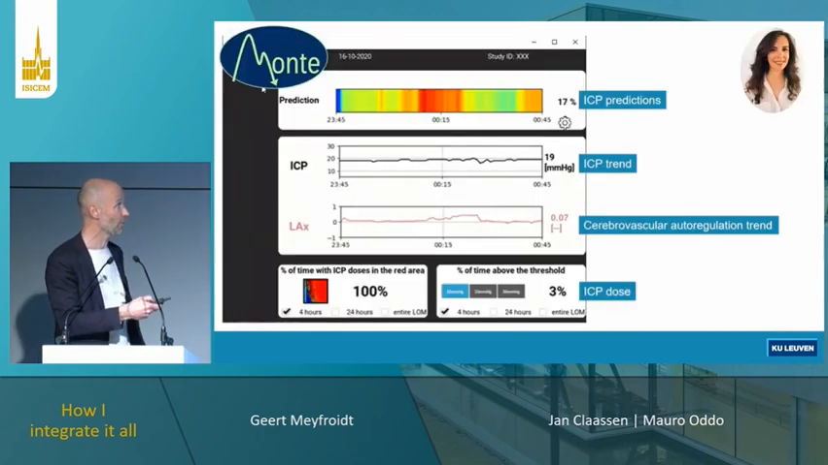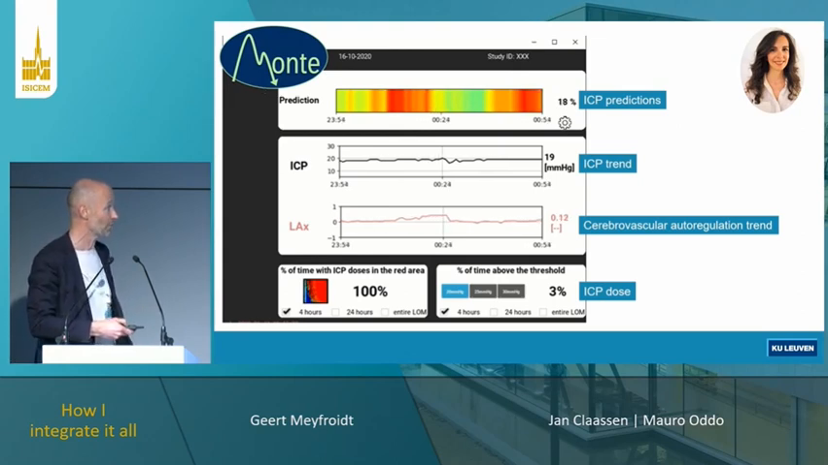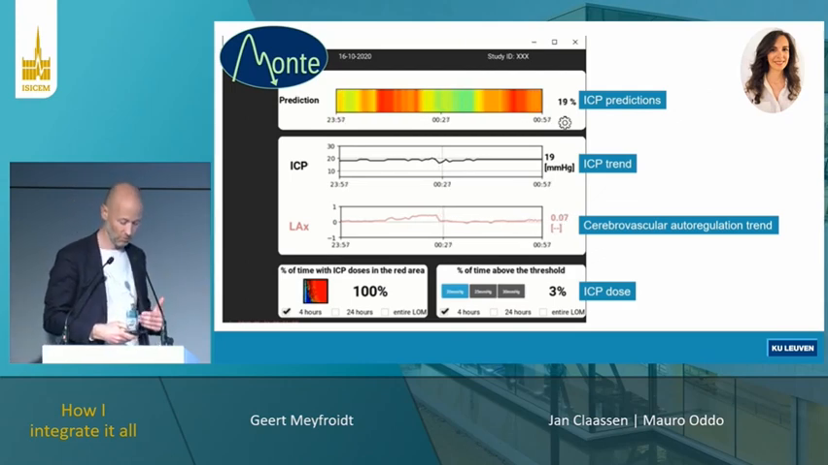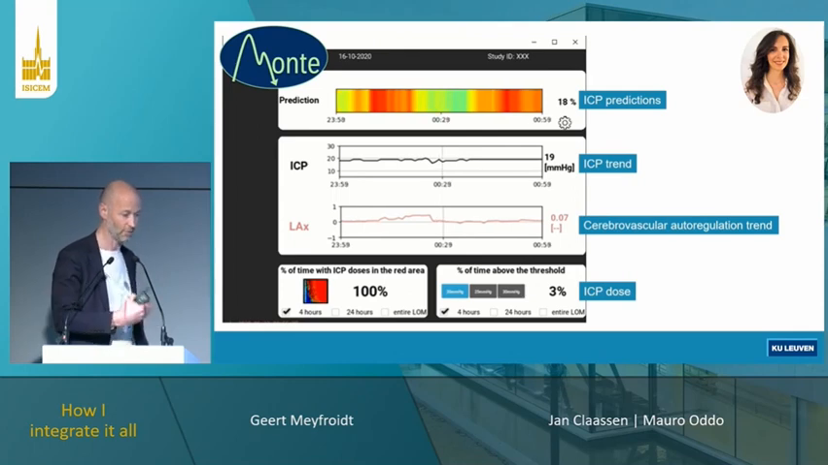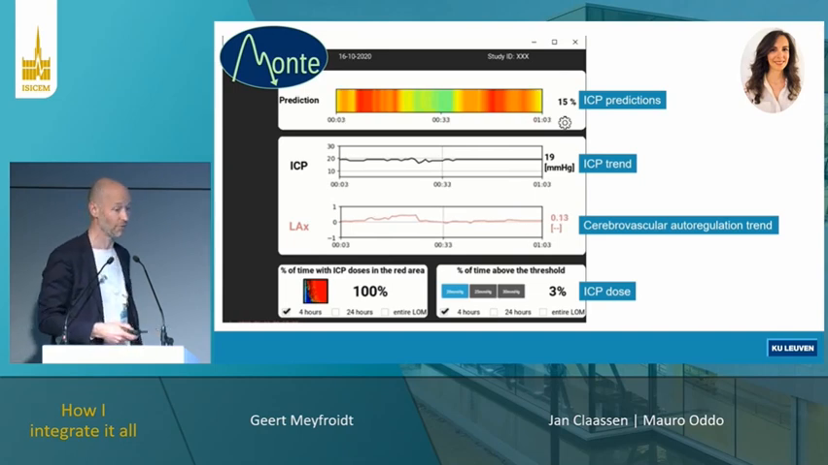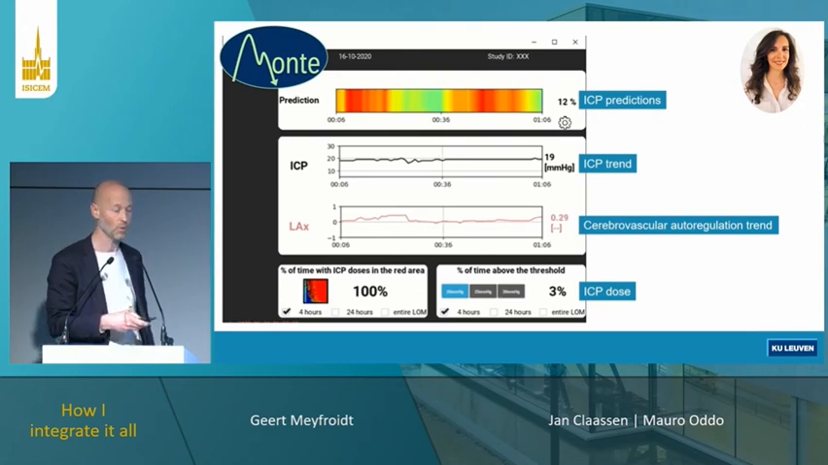We in Leuven have developed our own software also, which is the Monte software, which includes prediction of future elevations of ICP within the next 30 minutes, a trend of ICP, information on cerebrovascular autoregulation, information on percentage of time where the ICP was in a zone of high dose associated with worse outcome, and percentage of time above a certain predefined threshold. This software has been tested in the background already in one clinical trial and will now be prospectively tested in a future clinical trial.